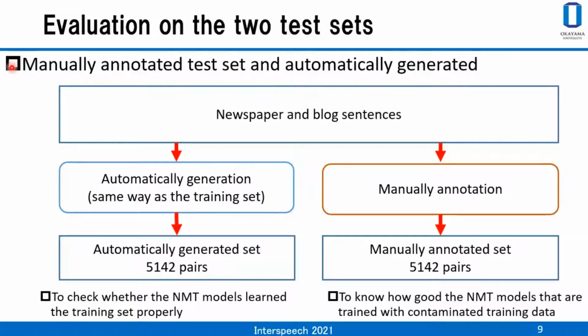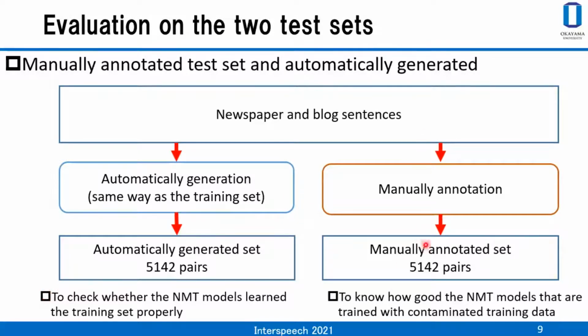We prepared test sets in 2 ways using the same sentences of 5,142 newspaper and blog sentences. First, the automatically generated test set that is generated by a conventional Japanese TTS system. It is the same way as the training set. Using this automatically generated test set, we check whether the NMT models learned the training set properly.